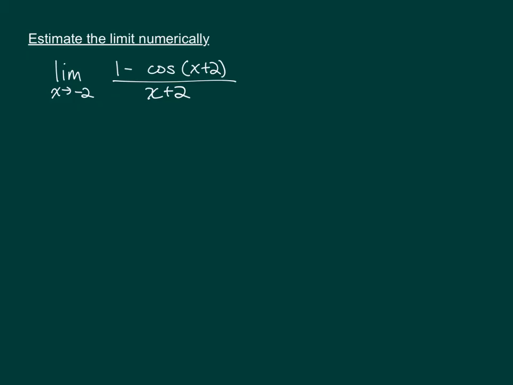So on this slide, we will also estimate a limit numerically. That being said, let's take a look. We have a limit as x approaches -2 of 1 minus cosine of x plus 2 over x plus 2. And again, you want to set up a table, and the table will look something like this.